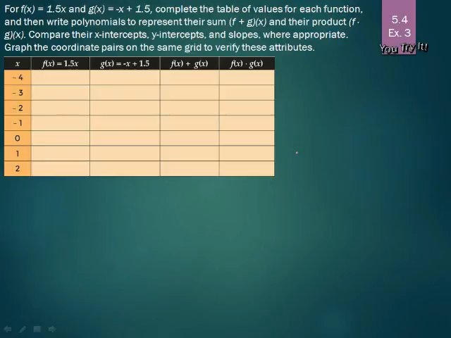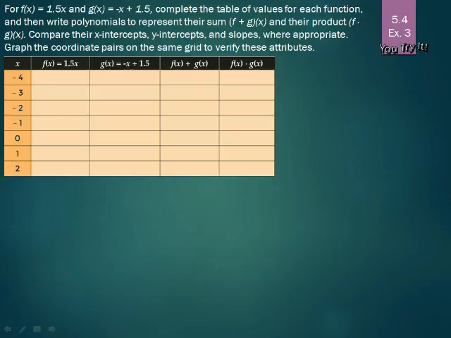For f of x equals 1 and 5/10 x and g of x equals negative x plus 1 and 5/10, complete the table of values for each function, and then write polynomials to represent their sum, f plus g of x, and their product, f times g of x. Compare their x-intercepts, y-intercepts, and slopes where appropriate. Graph the coordinate pairs on the same grid to verify these attributes.